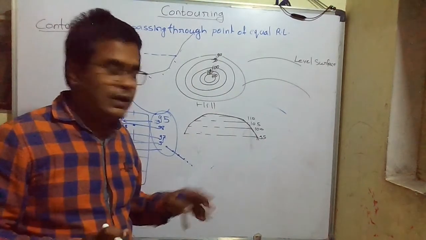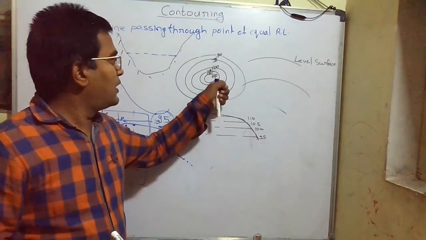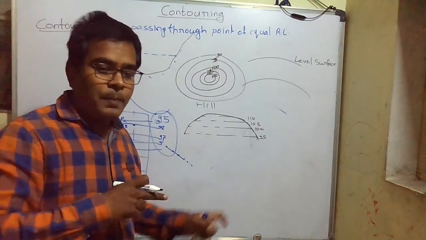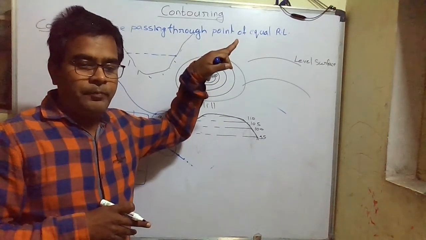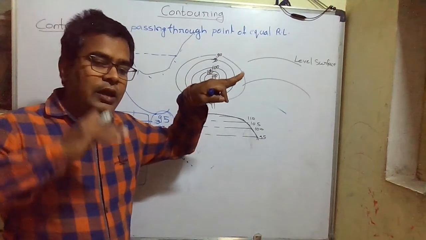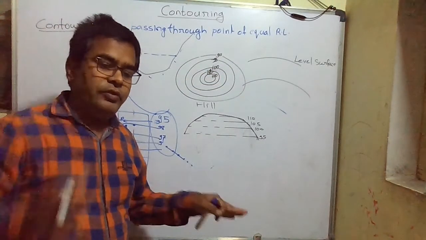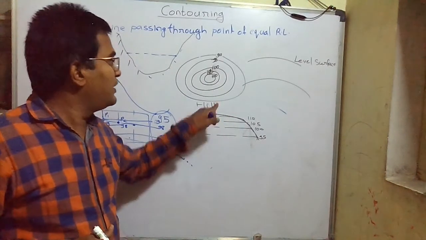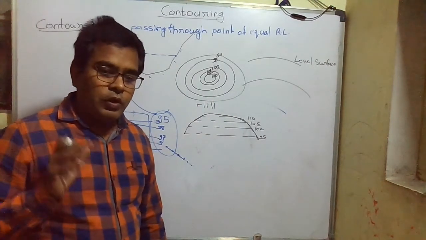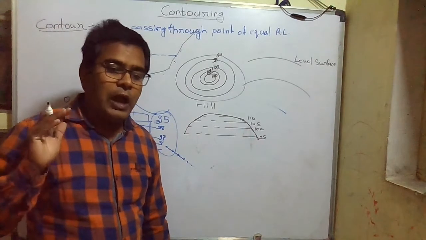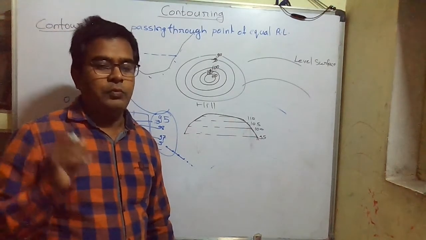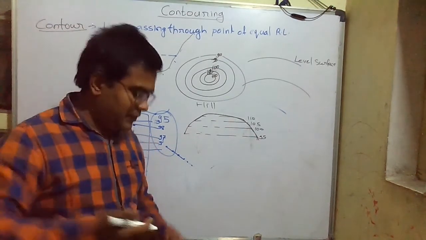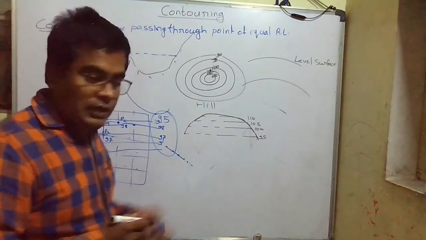Okay, why is this the hill? Because these are close lines with increasing RL, with the RL increasing. So if I see a shape like this, I can tell this is the hill. Means what does contour give us? Contour gives us the idea of the nature of the ground. Okay, let us consider, suppose now this is the hill.